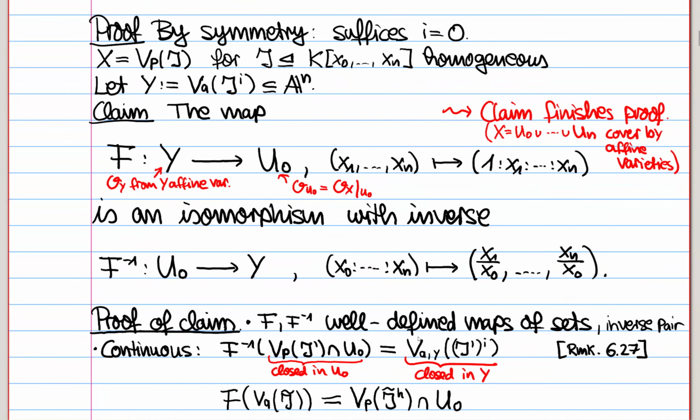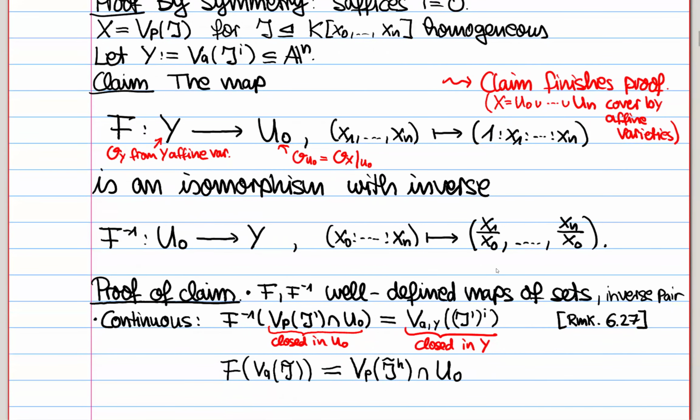One thing is that these are well-defined maps. This follows from the standard fact that if you have something in the affine vanishing locus of J, the dehomogenization, it maps under this map to the projective vanishing locus of J, and vice versa. These are well-defined maps of sets, and they are an inverse pair. If you compose them in the two directions, you get back the identity on both sides. So on the level of sets, we have shown these are inverse bijections.